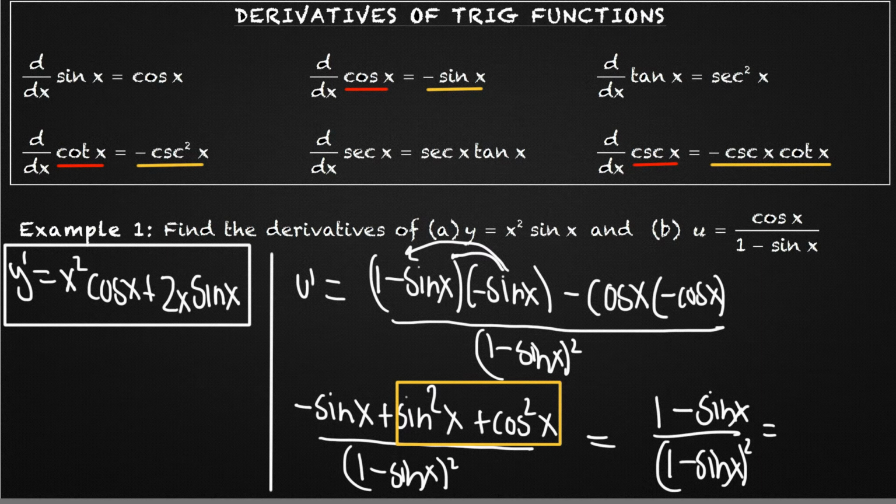Now this introduces one of the main reasons why I never want you to FOIL the denominator when you're using the quotient rule, because if you FOIL it, you may not recognize that something on the top cancels with something on the bottom, leaving us with 1 over 1 minus sine of x. And you want to get in the habit of fully simplifying your answers.